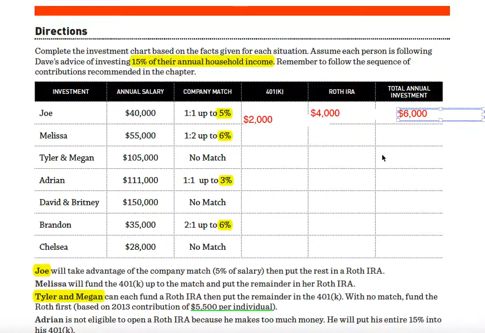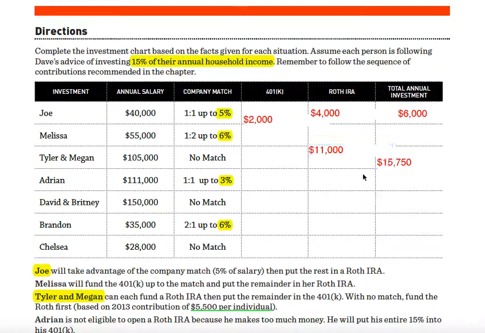Now we have figured out that their total annual investment, this is Tyler and Megan's, will be $15,750. And again, you get that by multiplying their annual salary by 0.15. Their total maximum allowable amount for the Roth IRA will be $11,000 then. Again, citing the information below the table, which stated that each person has a maximum contribution of $5,500.